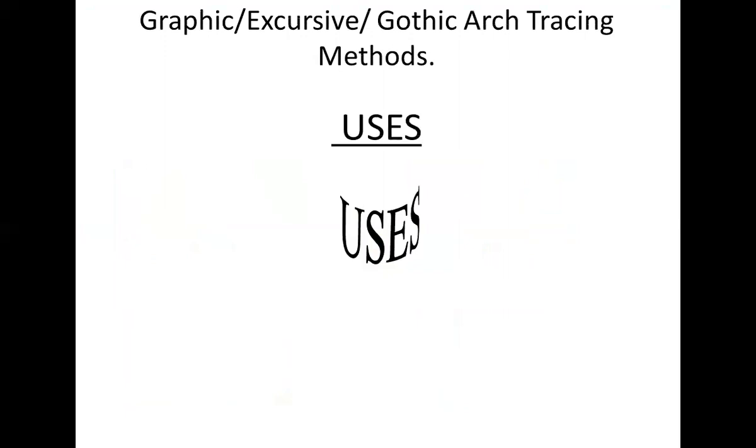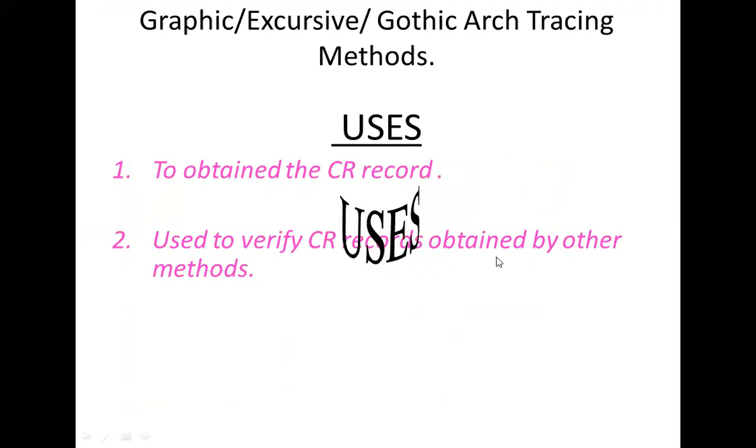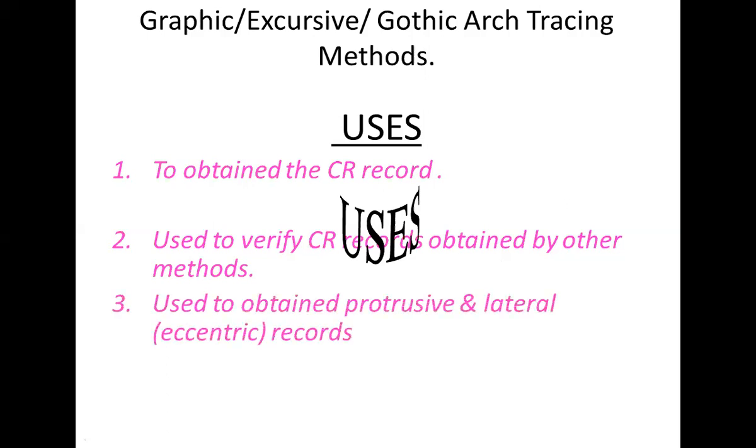So today, this part we have already discussed in the last lecture, but the actual part will start from this slide. There's one method that is called the graphical method, and another name for it is the Gothic arch method or Gothic arch tracing method. Excursive method is also its name. Why it is called excursive or Gothic arch method, I will tell you later on. You can use this method to record centric relationship and eccentric. Both the relationships can be recorded with the same method.